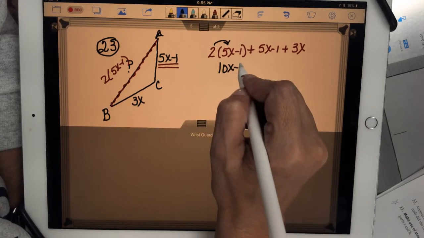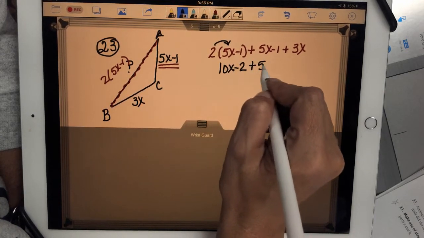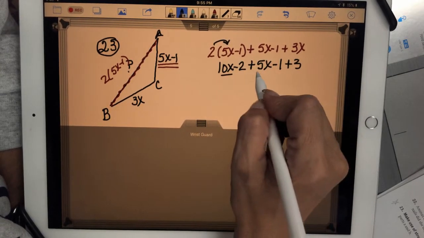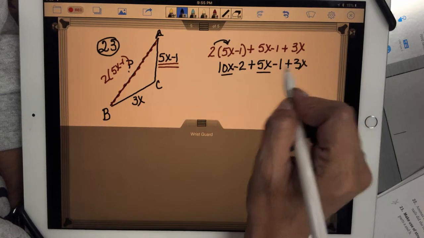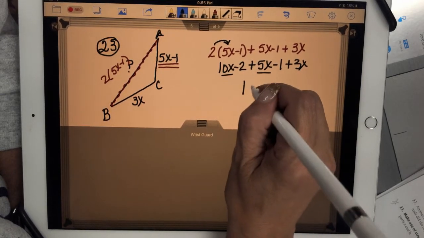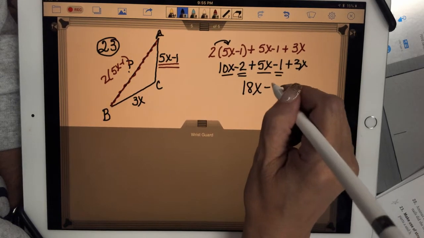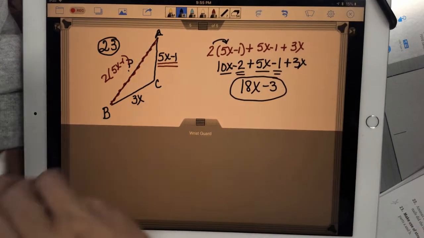10x minus 2, which we already knew. We knew we were going to double it. 5x minus 1 plus 3x. 10, 15, oops, forgot my x. 10x, 15x, 18x, so 18x. Negative 2 and negative 1 will give me negative 3. All right, so that's my perimeter.